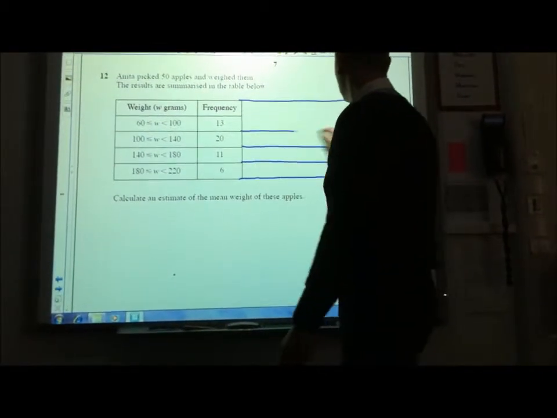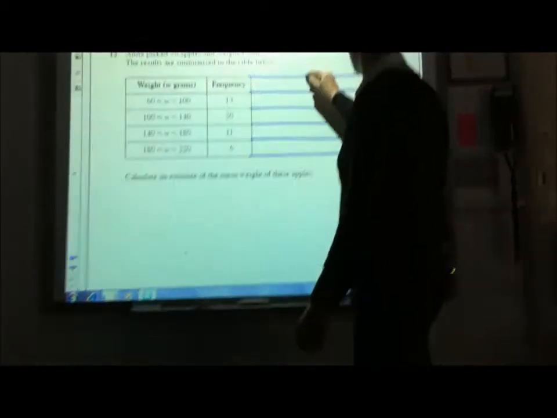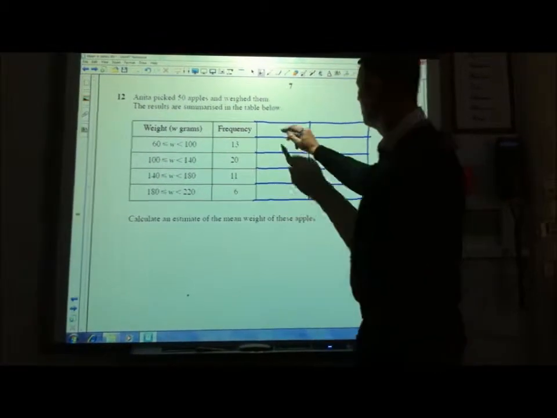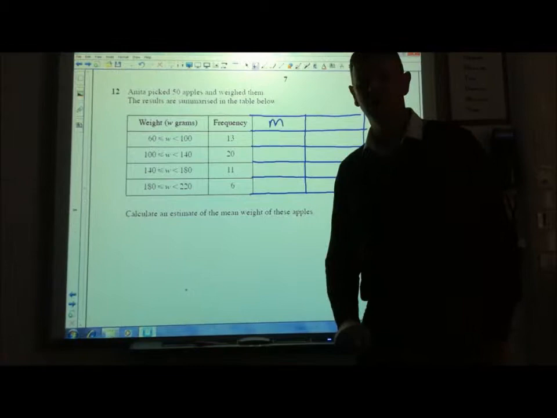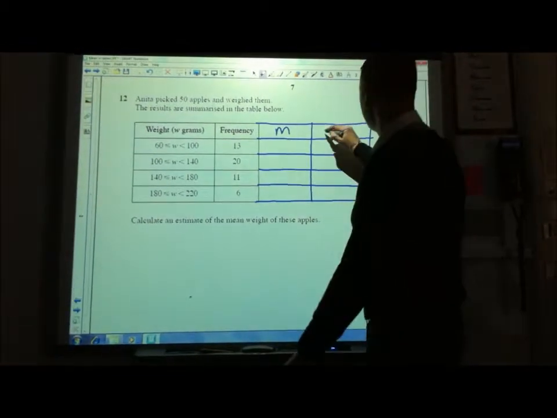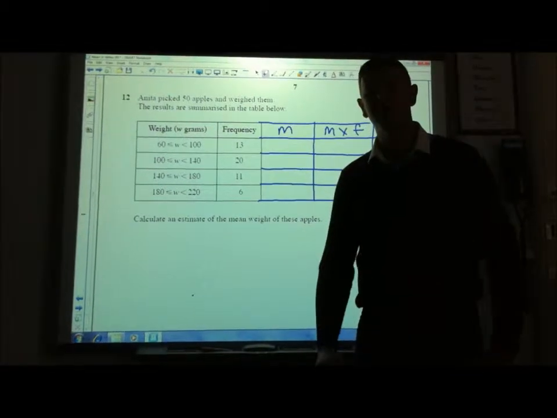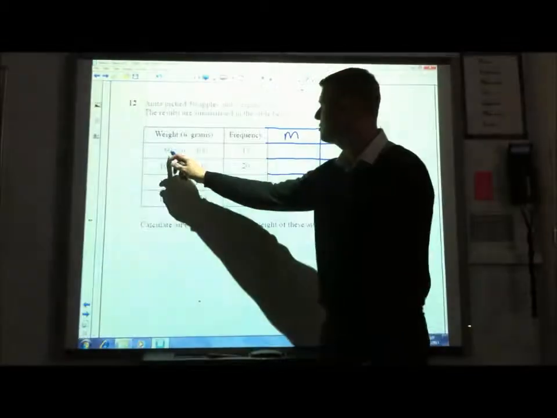Unlike the last table that we looked at, where we added 1 column on, we add 2 columns on. These 2 columns are, one for M, or midpoint, and the next one is M times F, or midpoint times frequency.